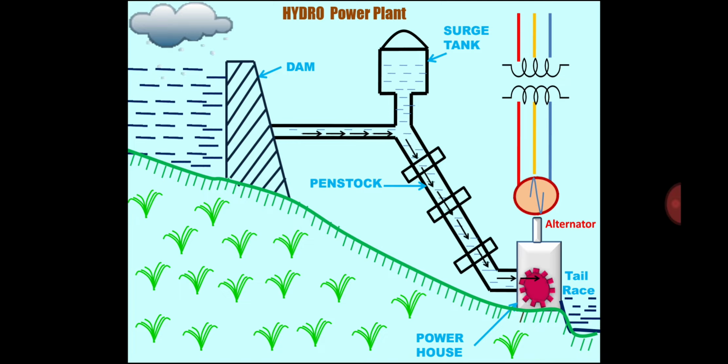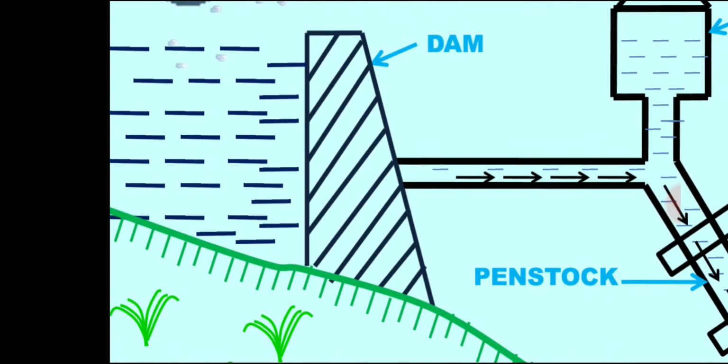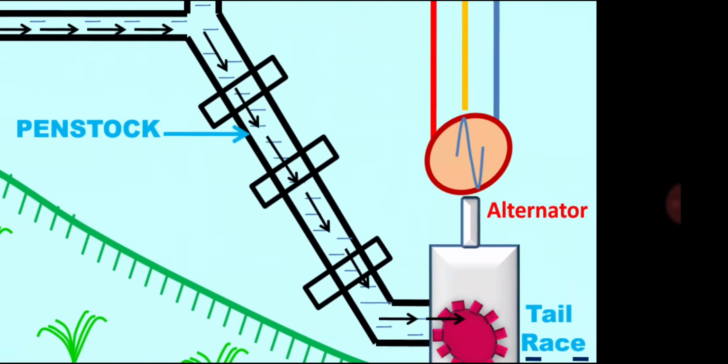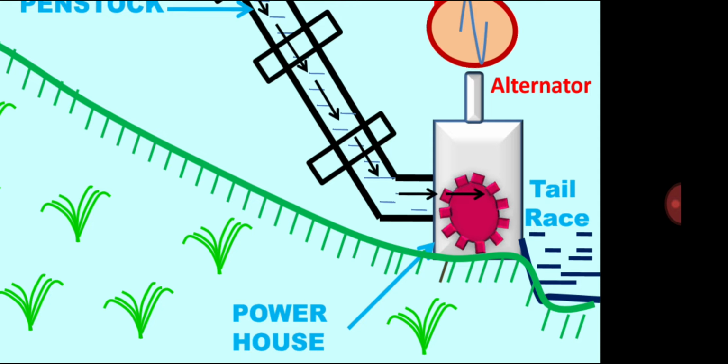So the main component of hydropower plant is the dam. So what is dam? Dam is acting as a barrier of water. So water gets stored at a high head, at a high level, and dam acts as a barrier of it. Then the powerhouse. This is a very important unit of hydropower plant. The powerhouse is where the alternator is connected, and that alternator converts the mechanical energy into electrical energy.